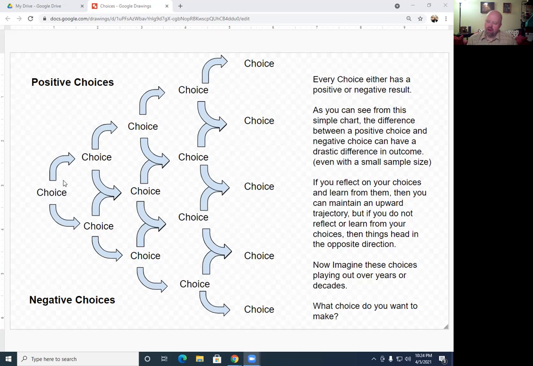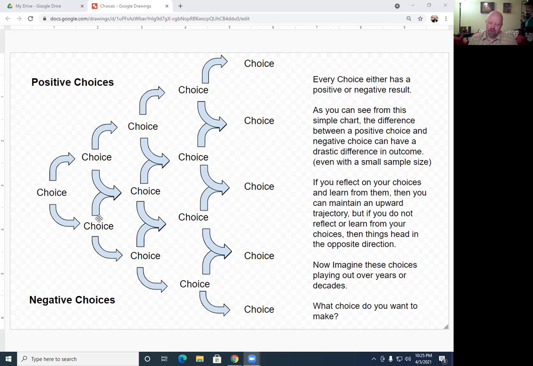We've got a choice, and up here represents a positive choice, and this represents a negative choice. It can be small choices, big choices, it doesn't matter. But basically, you make a choice whether to do your homework or not, right? If you choose to do your homework, you're going to be prepared for maybe something. If you choose not to, you might not.